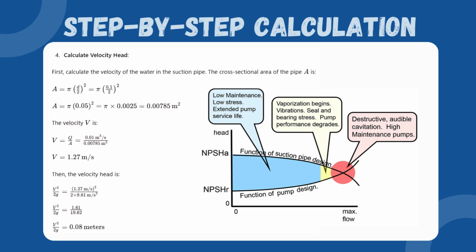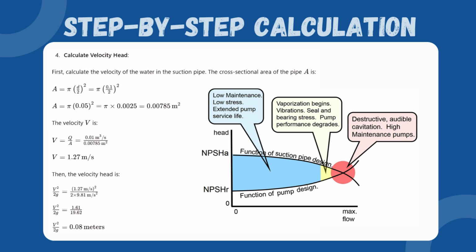Okay, so first of all, start with the cross-sectional area of the pipe. Here in this scenario, it was given that the diameter of the pipe is 0.1 meter. So the area of the pipe, which we all know is pi r square, is taken here as area is equal to pi times d by 2 square. So on calculating it, we get the area as 0.00785 meters square.